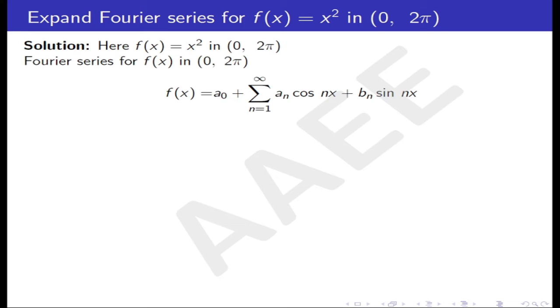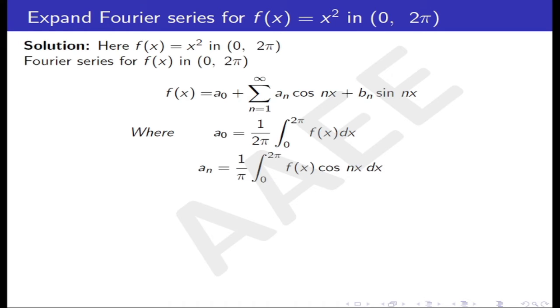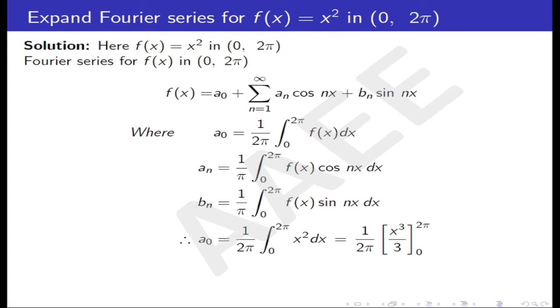Therefore the Fourier series for f of x in 0 to 2 pi is given by f of x is equal to a0 plus summation n varies from 1 to infinity an cos of nx plus bn sin of nx, where a0 is equal to 1 upon 2 pi integration from 0 to 2 pi f of x dx, an is equal to 1 upon pi integration from 0 to 2 pi f of x cos of nx dx, and bn is equal to 1 upon pi integration from 0 to 2 pi f of x sin of nx dx. Therefore, let us find a0, an, bn.